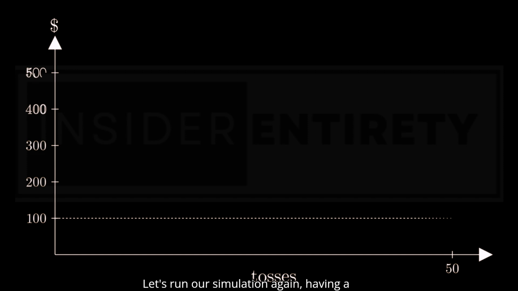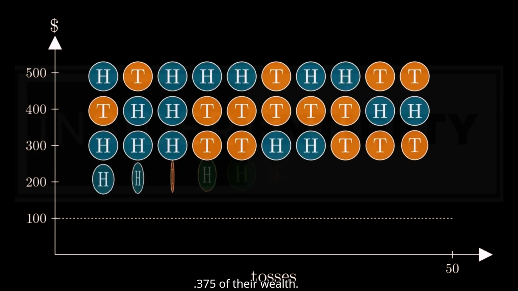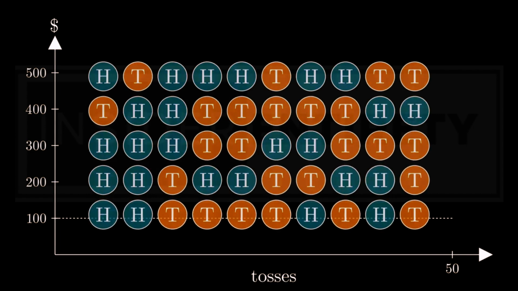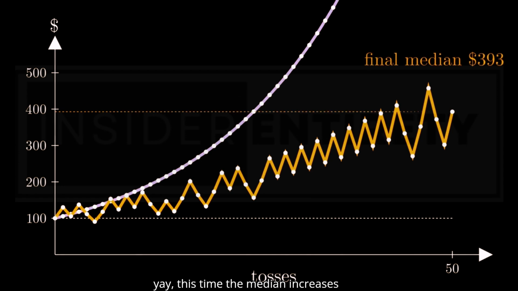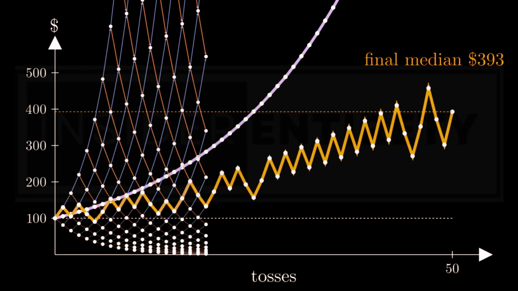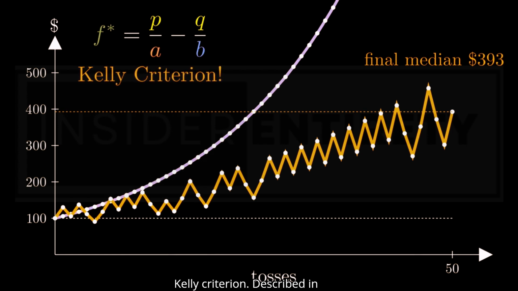Let's run our simulation again, having 1 million people each bet only 0.375 of their wealth. Here's the average, and yay! This time the median increases steadily. All thanks to this equation called the Kelly Criterion. Described in 1956 by John Larry Kelly Jr., it's widely used by investors, specifying what fraction of wealth to bet to maximize growth rate.